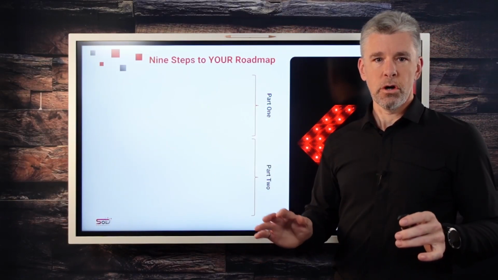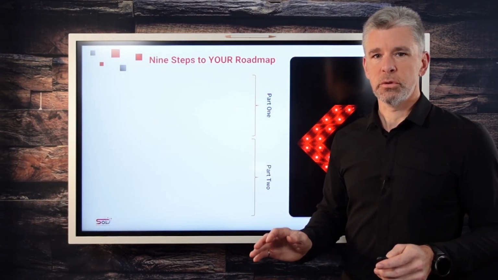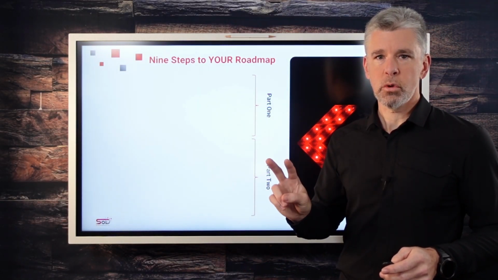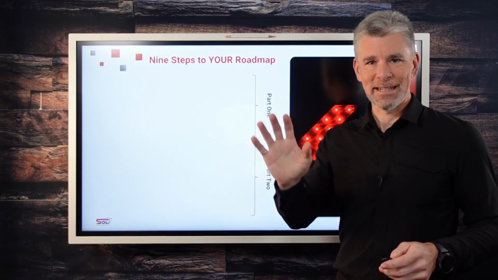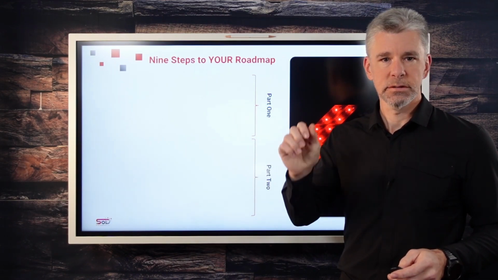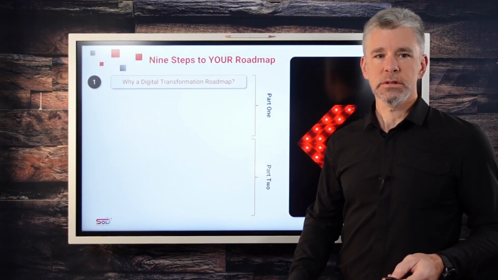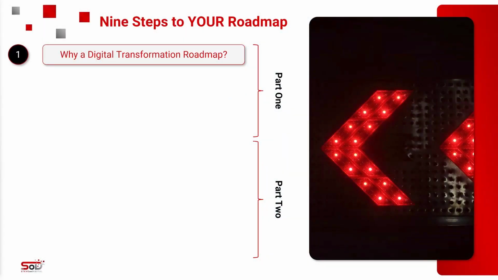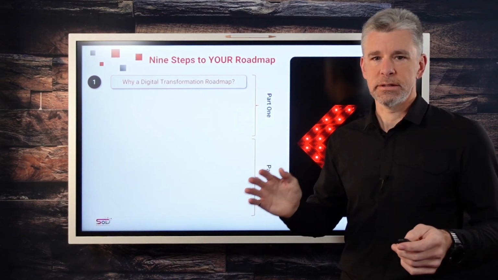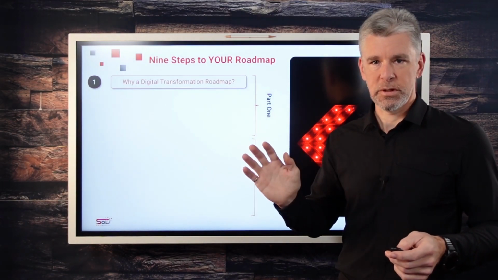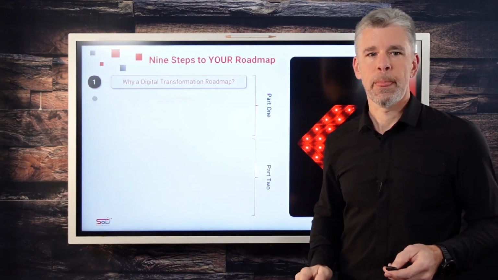So the creation of this IT roadmap is going to be divided into 2 videos. Part 1, this video, and there will be a part 2. So I'm going to show you those 9 steps divided in 2 parts. Part 1. So first, the famous why. Why you want to have a digital transformation roadmap for your company. This is something that is kind of typical, basic, but very important.